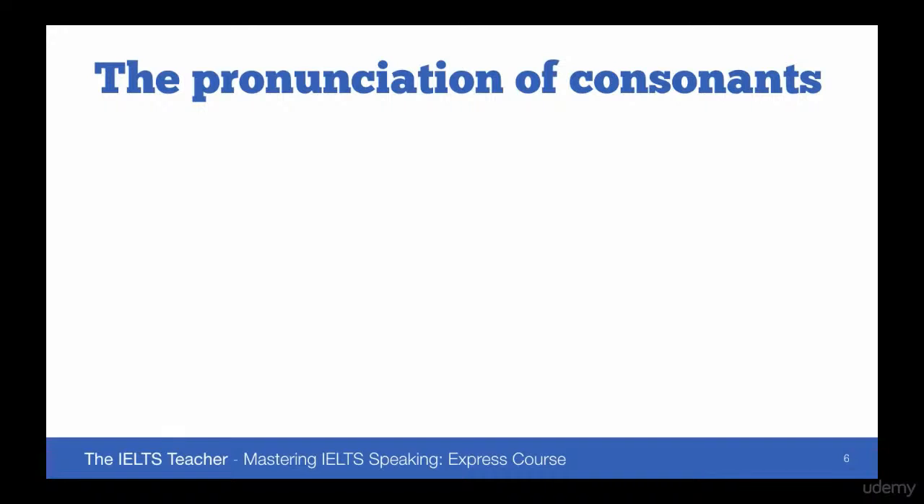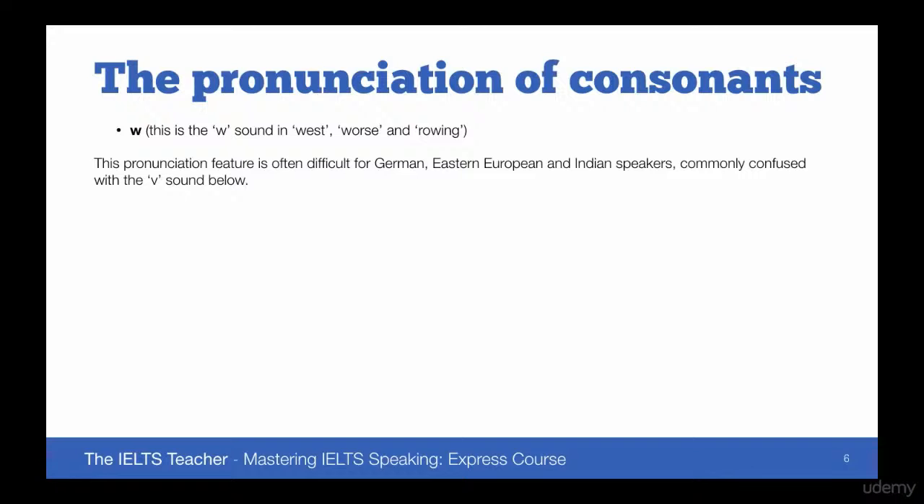Okay, final consonant sound issue here, common one, is the w sound. This is the w sound in words like west, worse, and rowing. This pronunciation feature is often difficult for German, Eastern European, Indian speakers, Turkish sometimes, and commonly confused with the v sound, which we're going to look at in a moment.